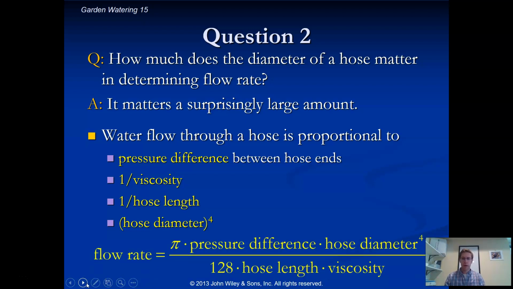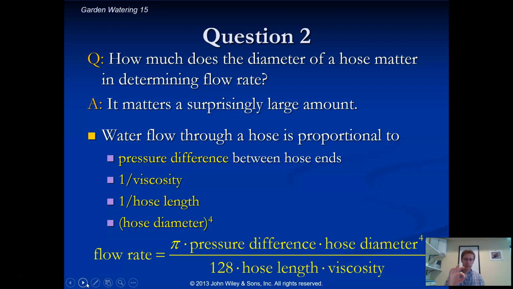So here's the flow rate equation that we have. This is a long, complex equation, but we're going to see how we can set different parts of it to constant based on a sample problem we do in a minute. Flow rate is going to be equal to pi multiplied by the pressure difference multiplied by the hose diameter to the 4th power, divided by 128 times the hose length times viscosity. So the flow rate is directly related to the pressure difference and the hose diameter, and it's inversely related to the hose length and viscosity.